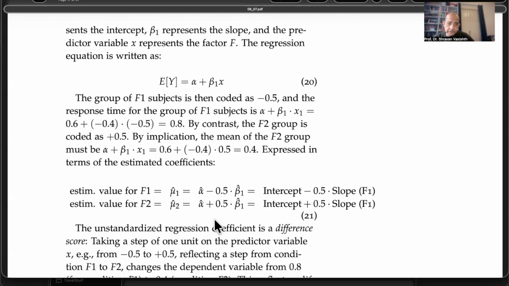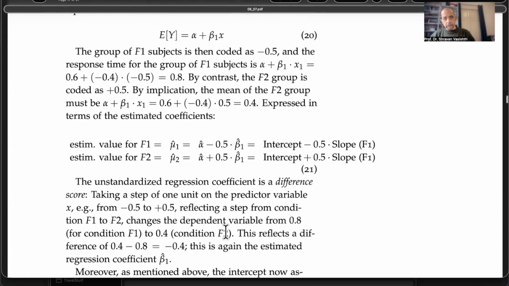That's very convenient, right? I mentioned that because sometimes people do the sum coding with +1 and -1. It doesn't really matter whether we code it plus 0.5 minus 0.5. We can still derive the estimates of the two levels, and we can always figure out the difference between the two means, right?